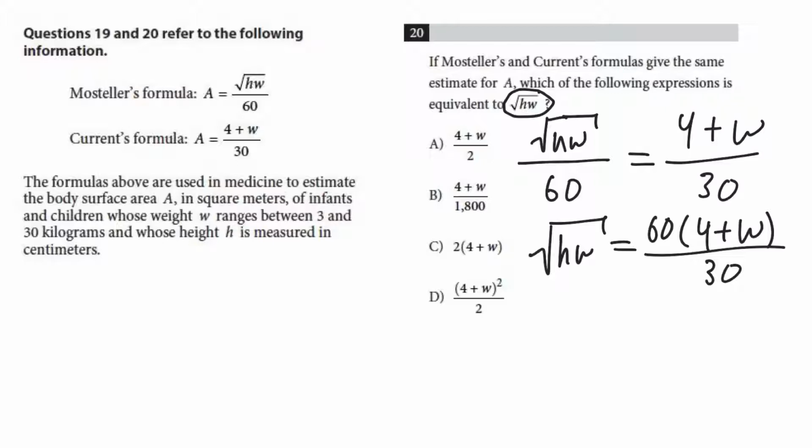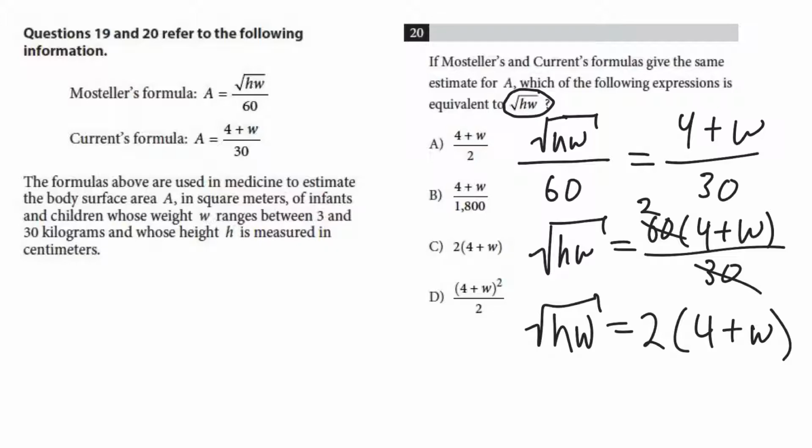Well, I'm going to cancel out. I'm going to divide the top and the bottom by 30. I'll get 2. So the square root of HW equals 2 times 4 plus W. That is going to be C.